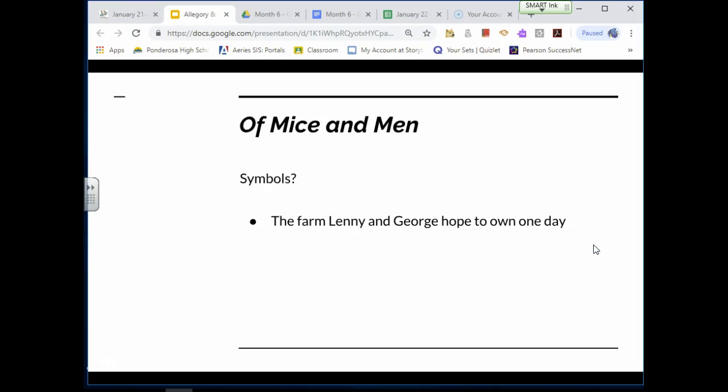Okay, Of Mice and Men. I want you guys to think about this. You read this last year. Anyone not read this last year? Okay, you haven't read it. So the farm Lenny and George hoped to own one day. What was that a symbol for? They constantly talked about the farm they wanted to own one day. Yeah. Land. Okay, so the land was a symbol for land?